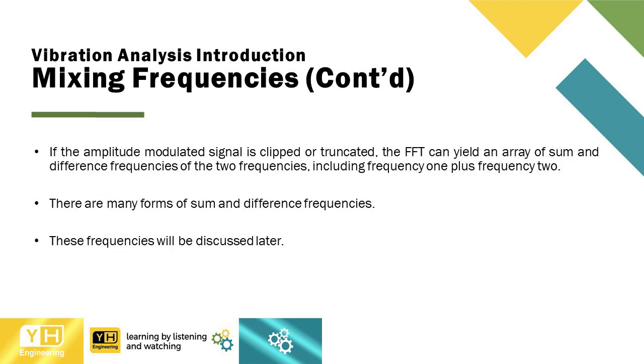If the amplitude modulated signal is clipped or truncated, the FFT can yield an array of sum and difference frequencies of the two frequencies, including frequency 1 plus frequency 2. There are many forms of sum and difference frequencies. These frequencies will be discussed later.